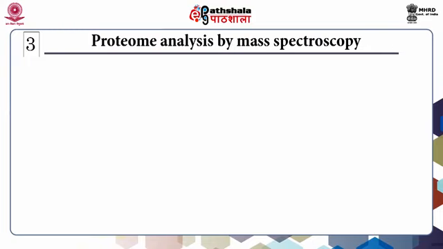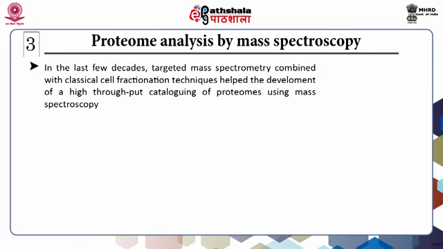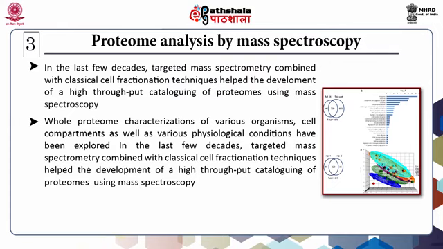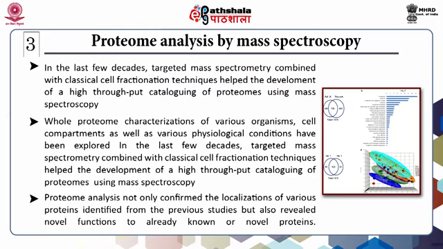The two methods discussed, fractionation and immunostaining, are low throughput approaches with many limitations for investigating metabolic compartmentalization. In the last few decades, targeted mass spectrometry combined with classical cell fractionation techniques has helped the high throughput cataloging of proteins of various organisms, cell compartments as well as various physiological conditions. As in this figure, this method catalogs the proteins based on the available database and predicts their location as well as function. Such whole proteome characterization has not only confirmed the localization of various proteins identified by previous studies, but is also capable of revealing novel functions for already known or novel proteins.